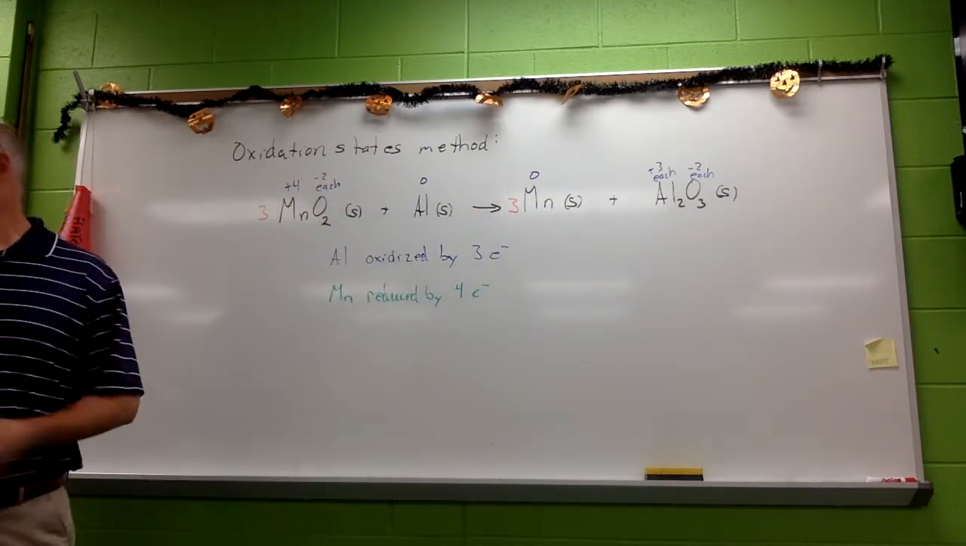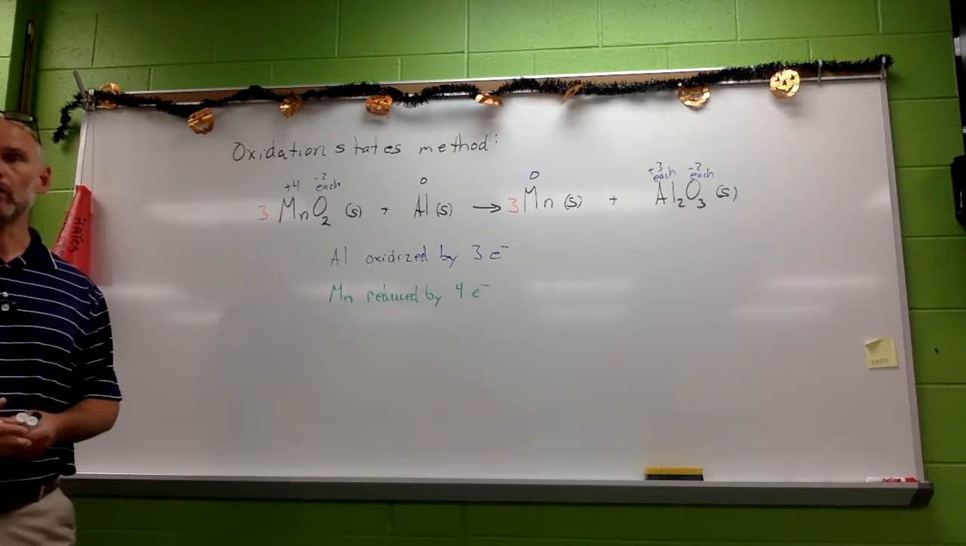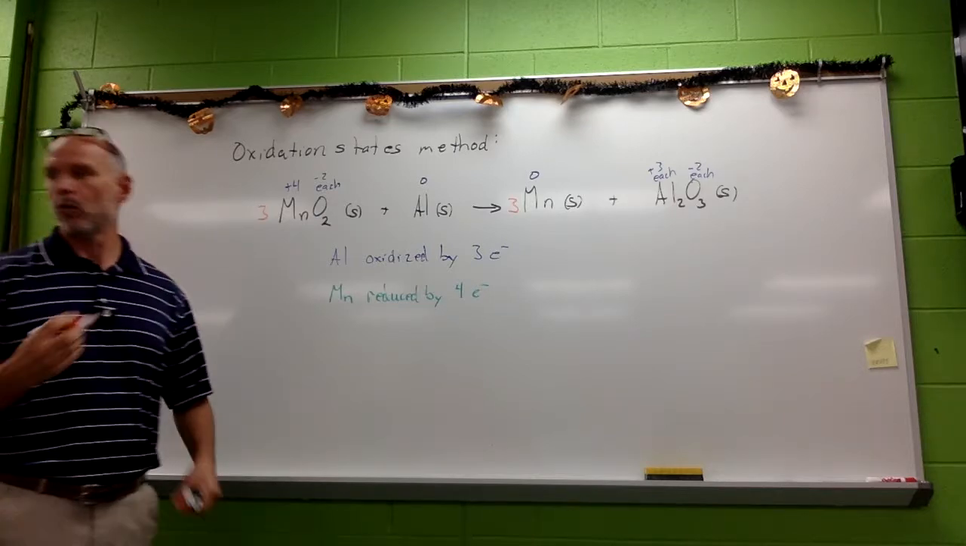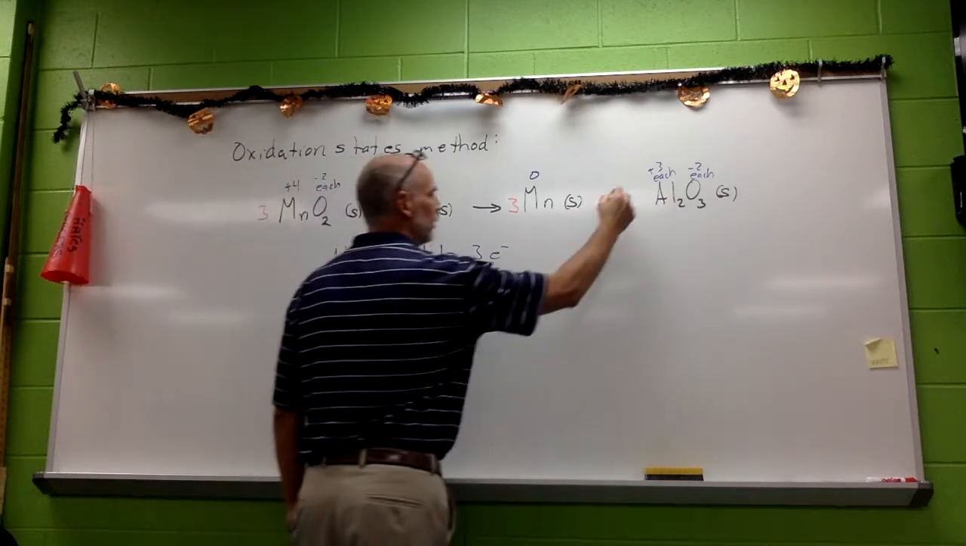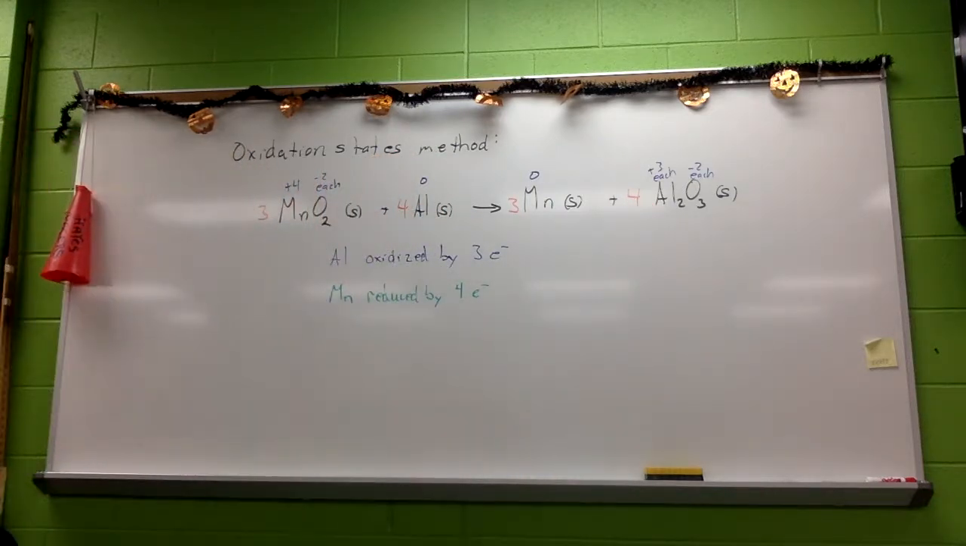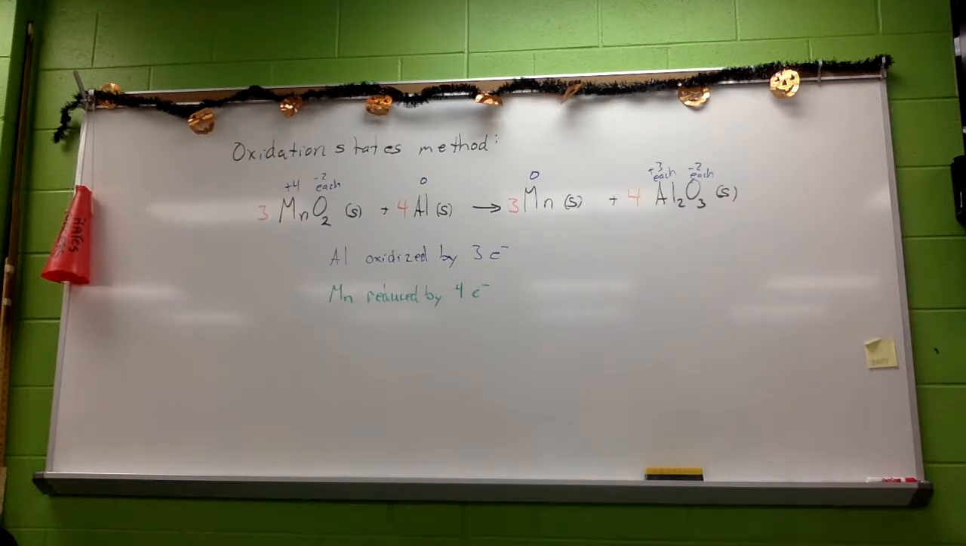Somehow or other I have to get the aluminum to transfer, or in this case, lose 12 electrons. I would have to multiply the aluminums by 4 in order for that to happen. Would you guys agree? So we have now equalized the electron transfer. The manganese have gained 12 electrons. The aluminums have lost 12 electrons. We have taken care of those electrons.